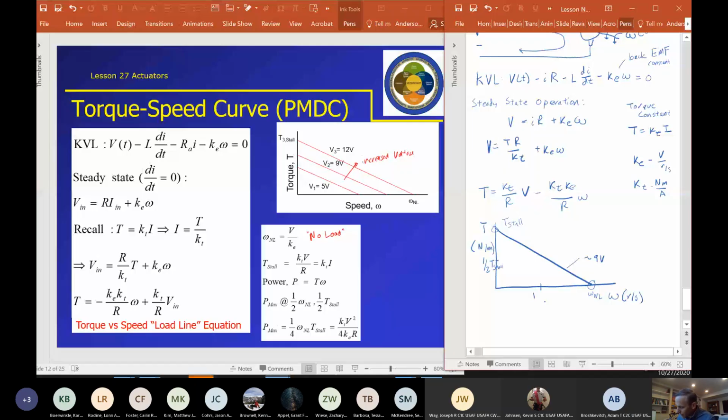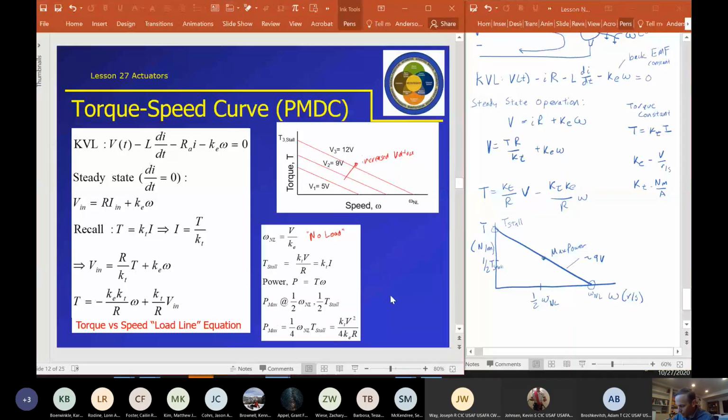Now the actual max power will be a quarter of those terms multiplied together, okay? And that's the equation for that. And so where is it most efficient? Well, it's most efficient usually to the right of the max power point. And your textbook has some plots that indicate that.